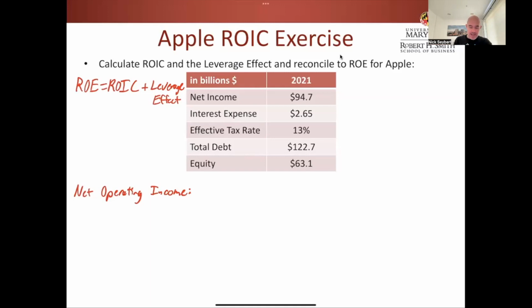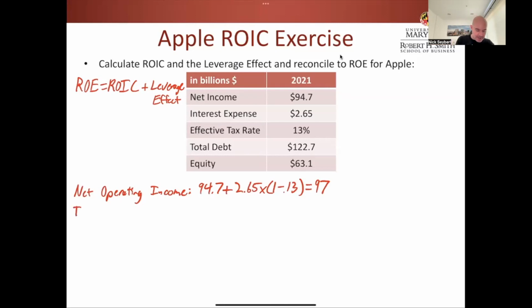Okay, so to get net operating income, we start with net income of 94.7. We add back the 2.65 billion of interest expense multiplied by 1 minus the tax rate. Okay, and for Apple, I calculated tax expense divided by pre-tax income. Apple's tax rate is 13%, substantially lower than your or my tax rate, I would assume. So if we do that, we add back interest net of taxes. I might have some rounding in here, but it comes out to a fairly even $97 billion in net operating income. And then the denominator is invested capital.